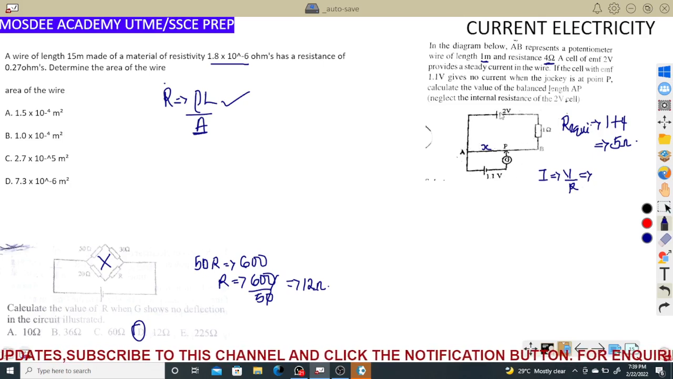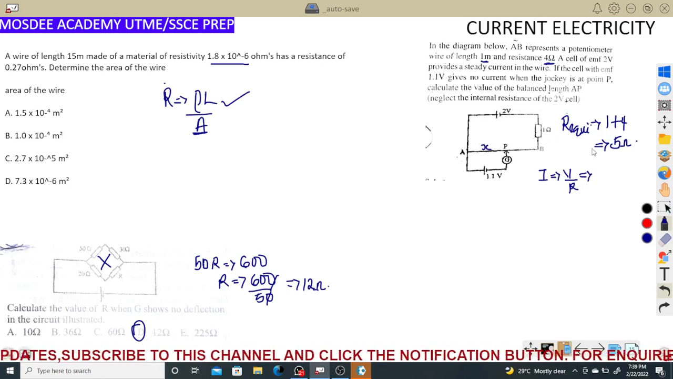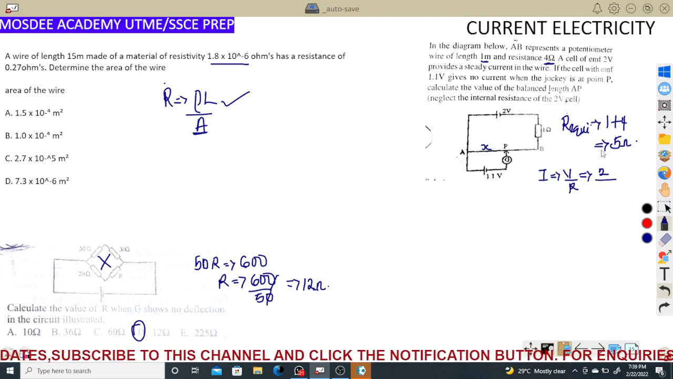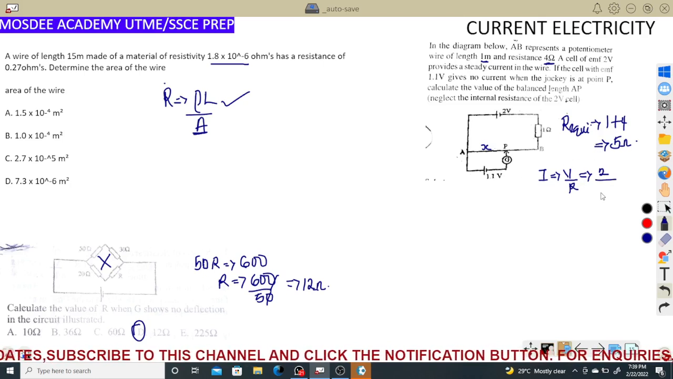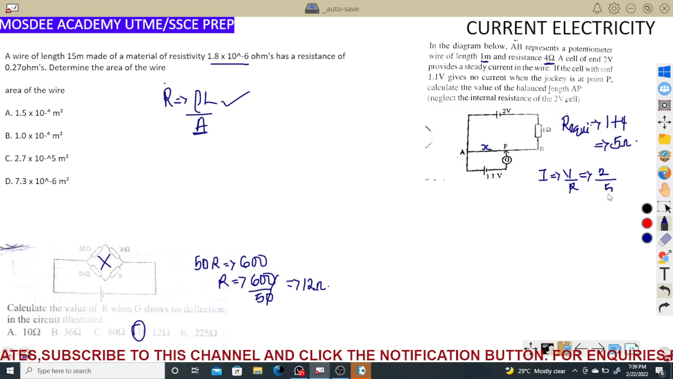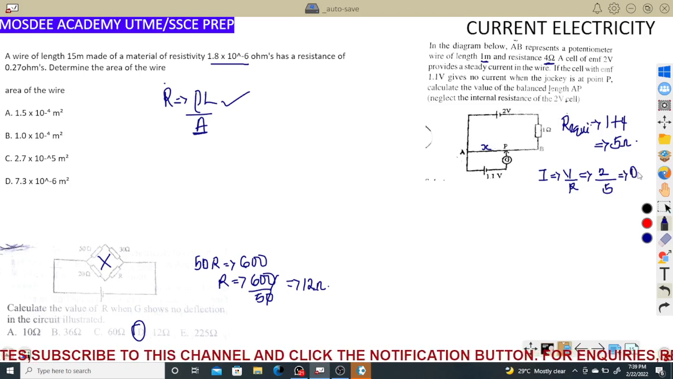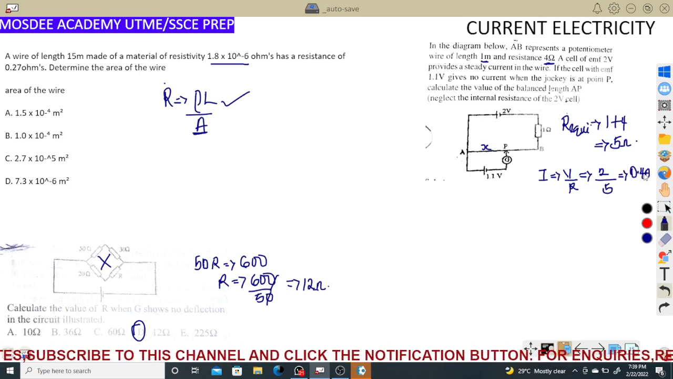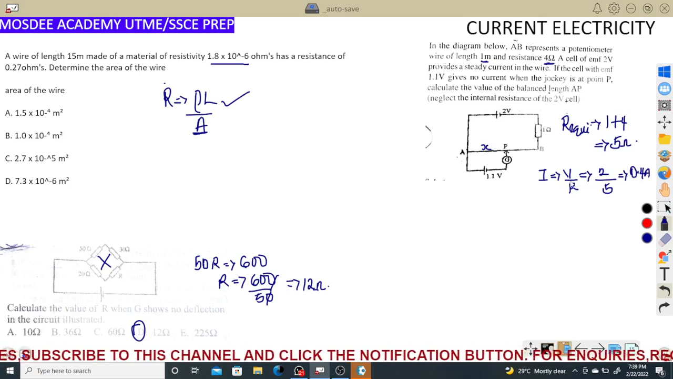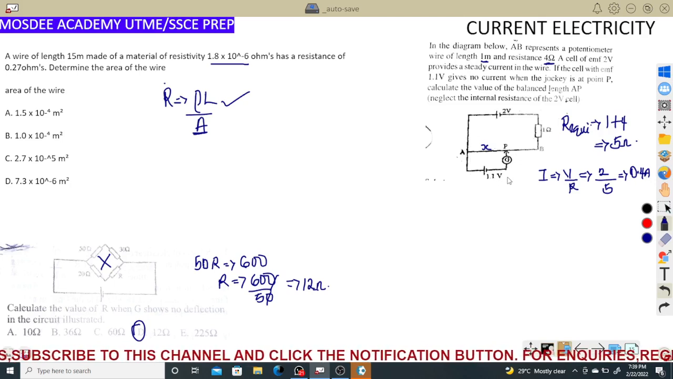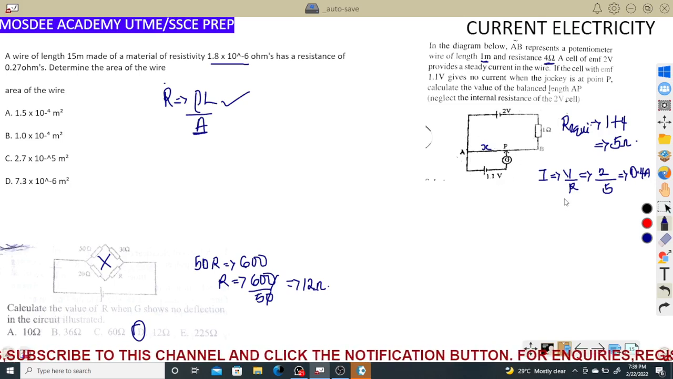The voltage across this was 2 volts. I hope students can see this. But we are neglecting internal resistance because it's not given. R is the big R we calculated, so 2 over 5. What is 2 over 5? I think that's 0.4. Please just work with what I'm doing. I'm trying to calculate the current that will flow through this. So 0.4 ampere is the current that will flow.